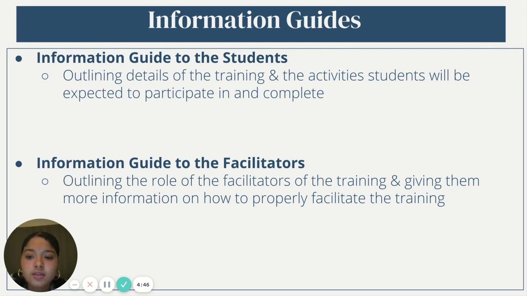And then the information guide to the facilitator outlines the role of the facilitator. It gives them more information on how to properly facilitate the training, and tells them what the expectation is for the facilitators in the training. So those are the information guides for both the participant and the facilitator. And that's the end of our development summary portion of our presentation.